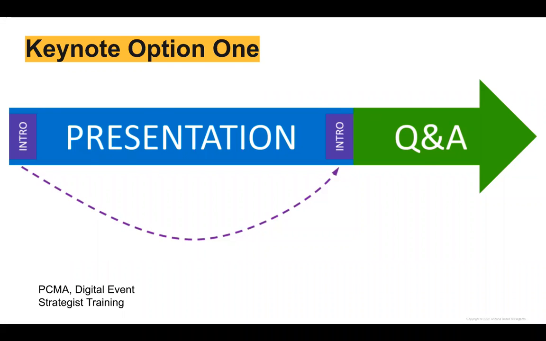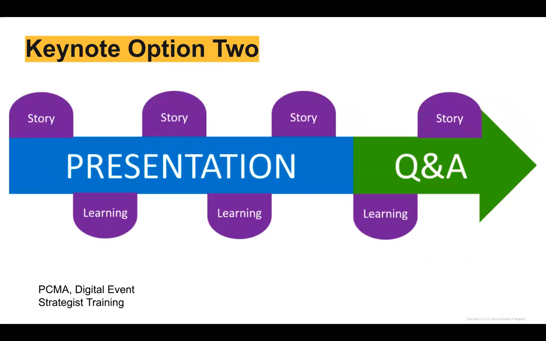Now, here's the better option. Option 2, where you're kind of breaking it down over and over. So still you have that 45 minutes with the presentation, but you still have that 15 minutes of Q&A. But you're spending about 5 to 10 minutes telling a story about it, and then they're going to learn something. What did they learn from it? And you go back and forth, back and forth.